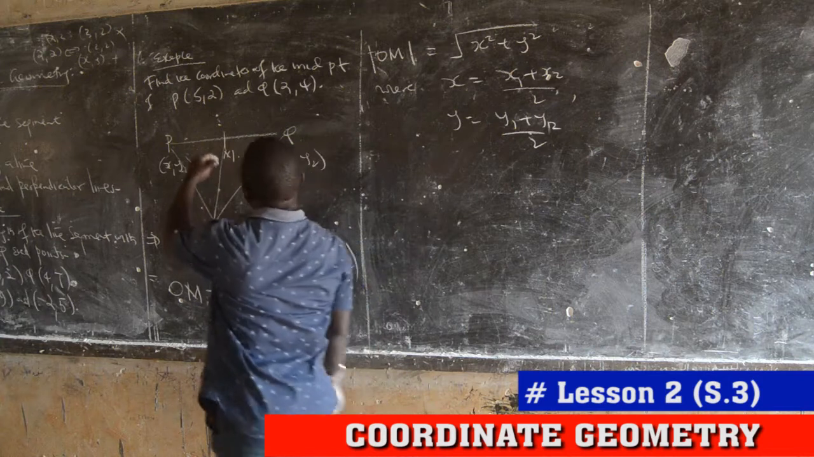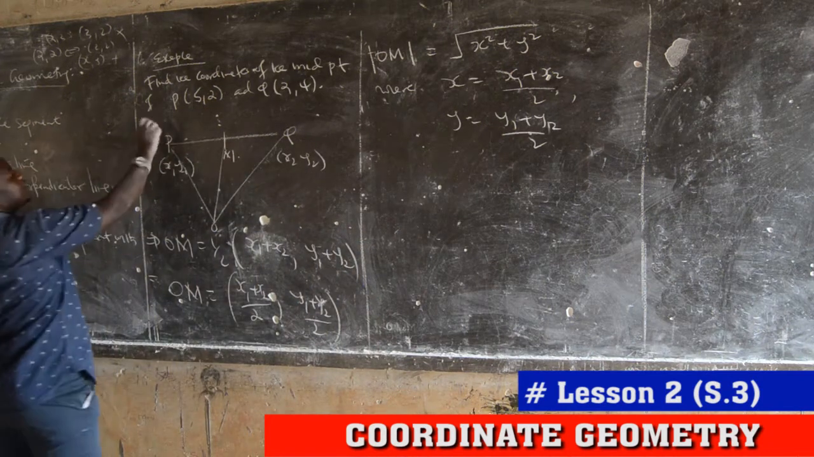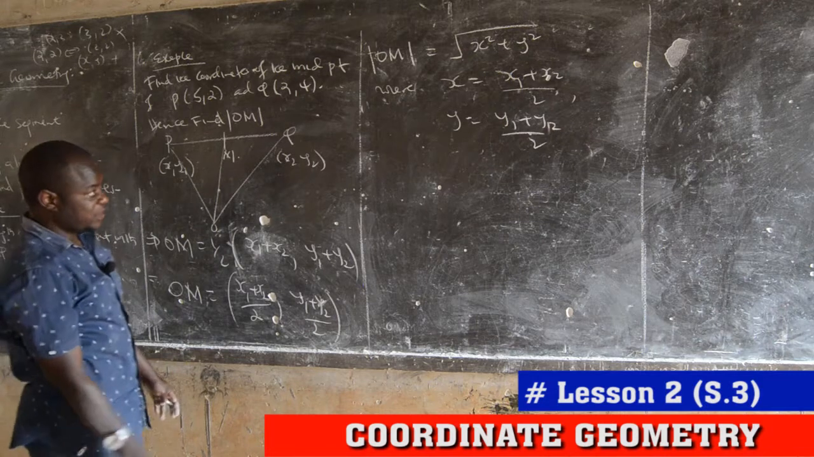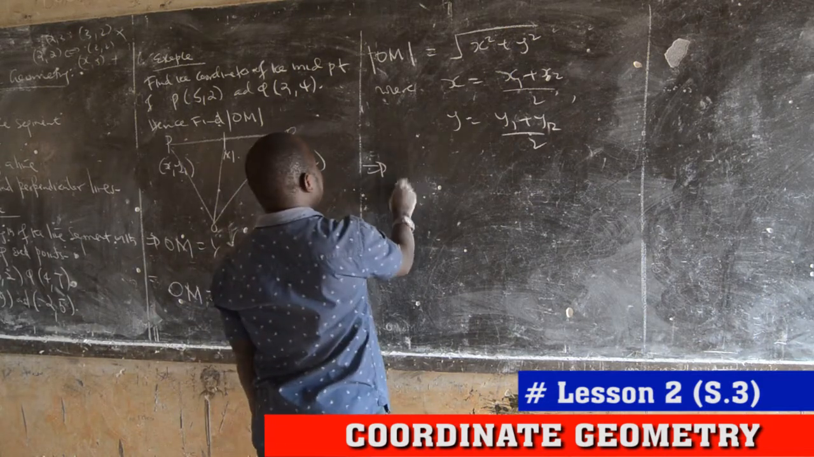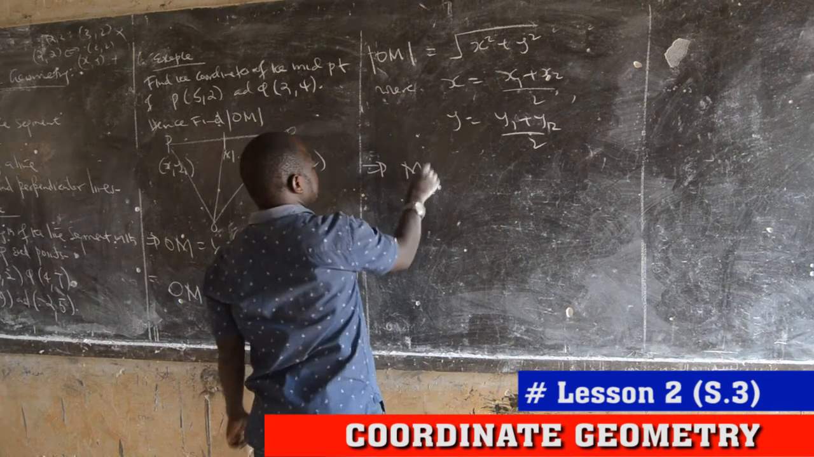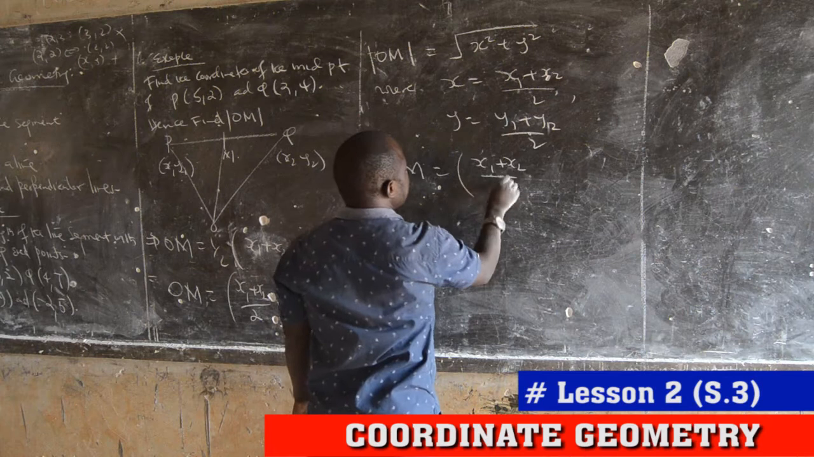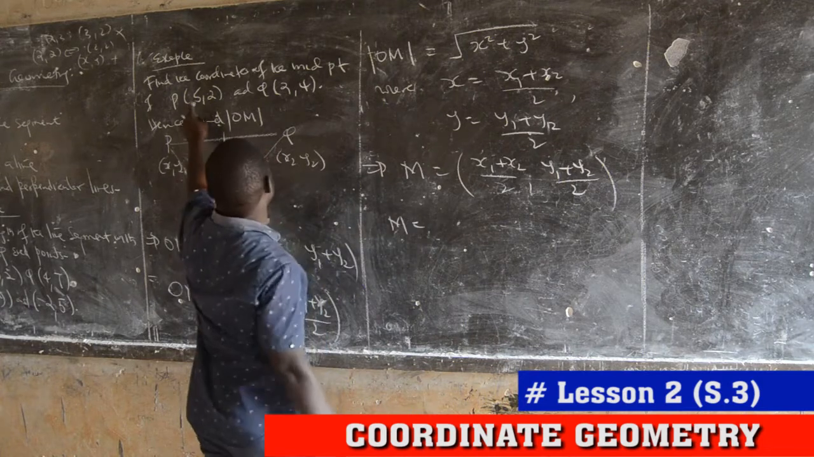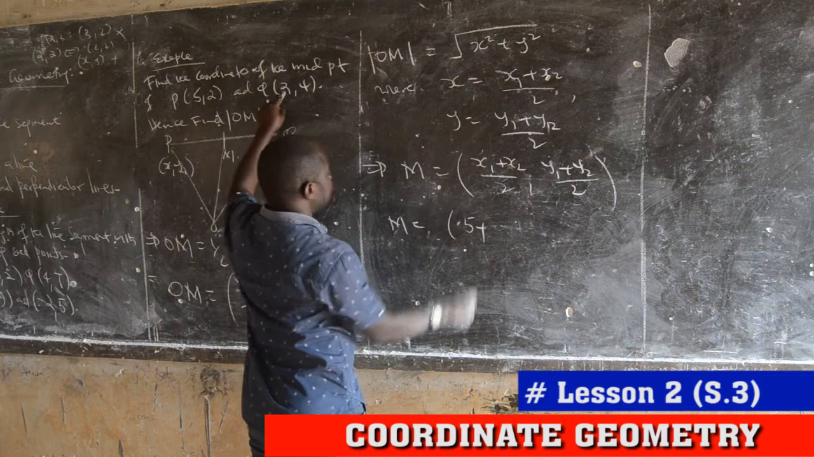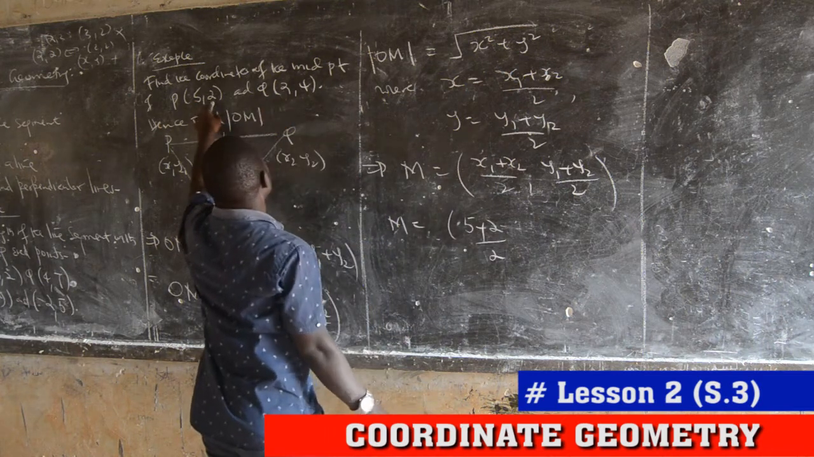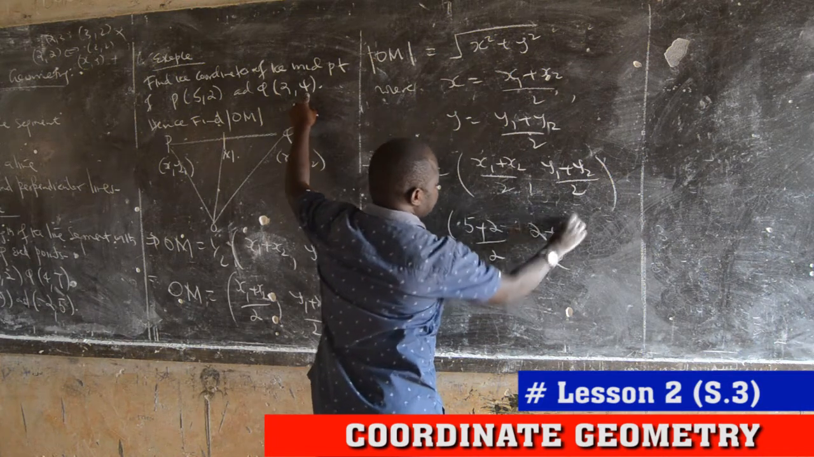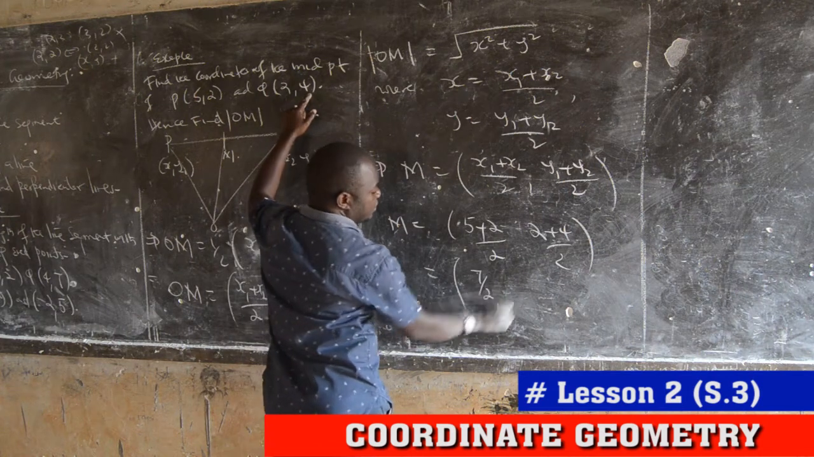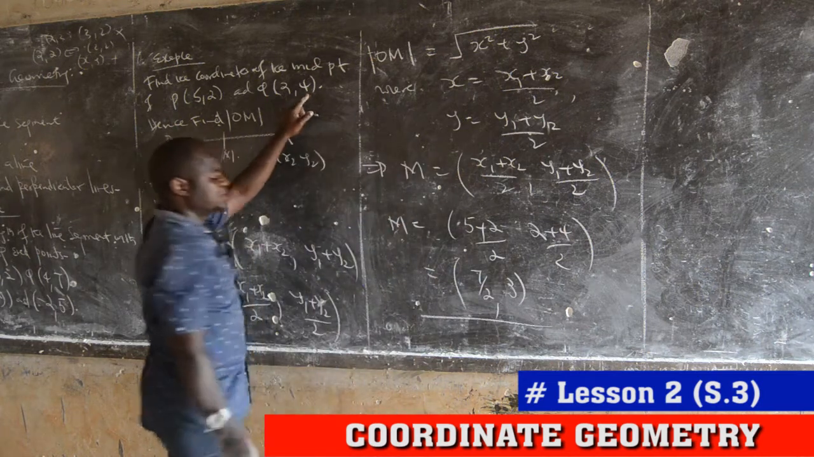As an example, we can find the coordinates of the midpoint and hence find the modulus of OM. The midpoint M will be x1 plus x2 divided by 2, and y1 plus y2 divided by 2. So we shall have (5 plus 2) over 2, and (2 plus 4) over 2. Take note, this plus this, then this plus this, you divide. So it will be 7 over 2, and 6 over 2 is 3. So that's the midpoint.